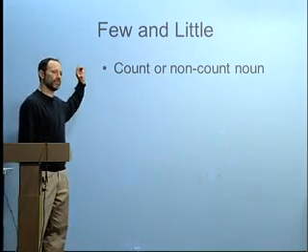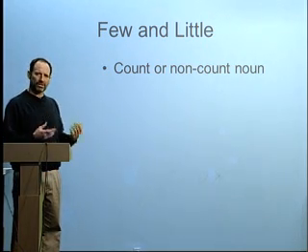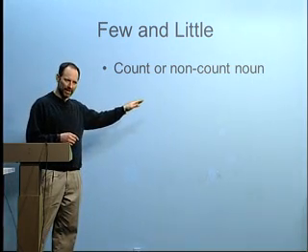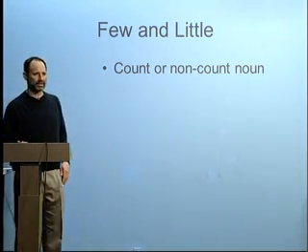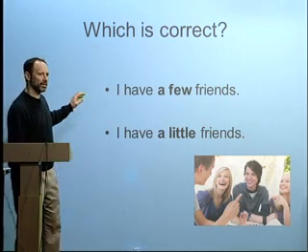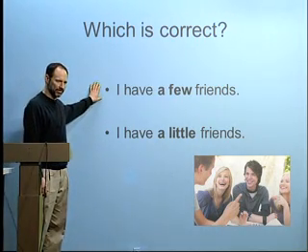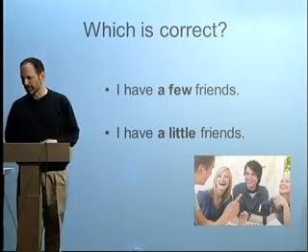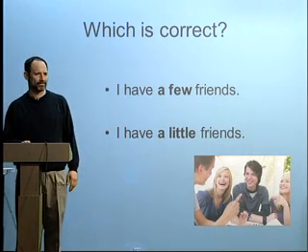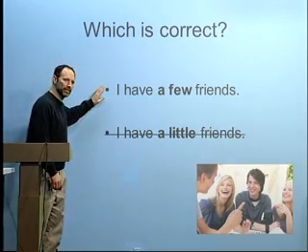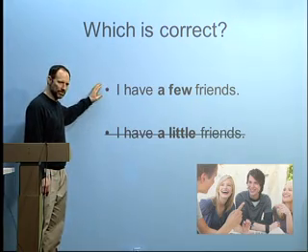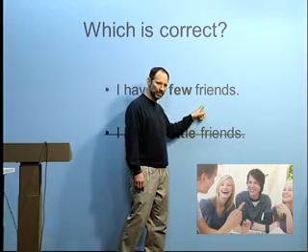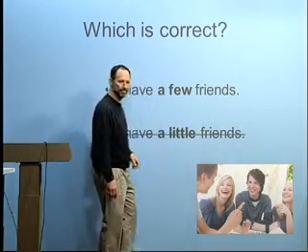So when we're talking about few and little, the first thing that confuses people is what to do with count and non-count nouns. Let's see how it works. If we look at these two examples, I have a few friends, I have a little friends. Which one sounds correct? The correct one is right here: I have a few friends. So with few, I'm going to use a plural count noun, friends.